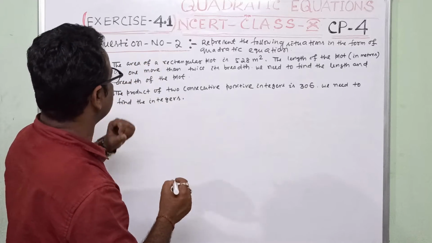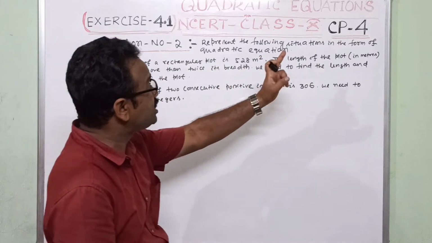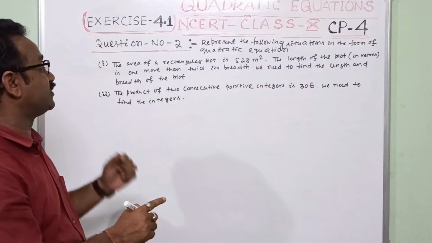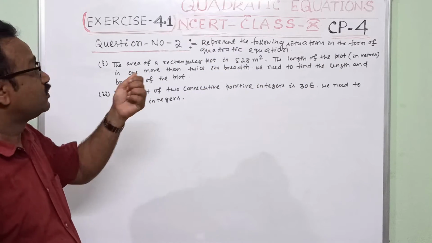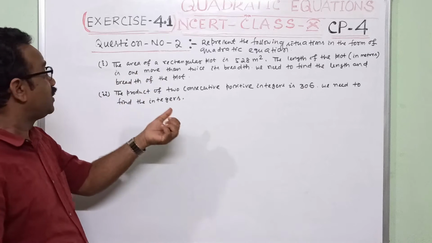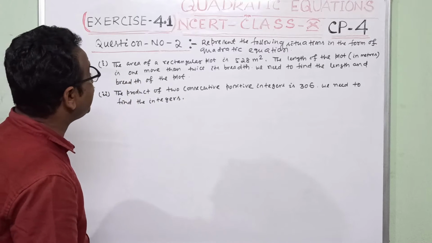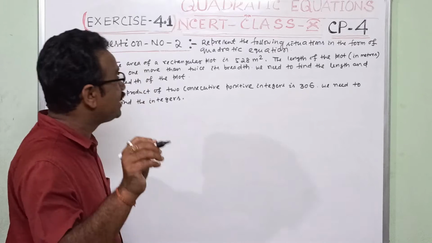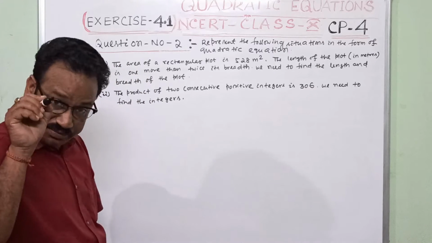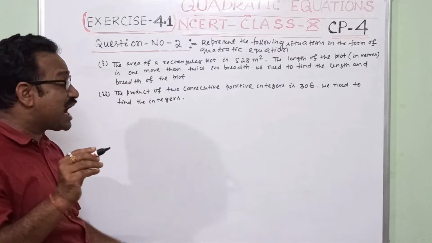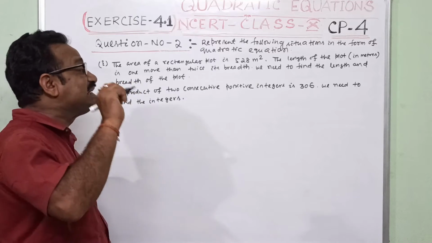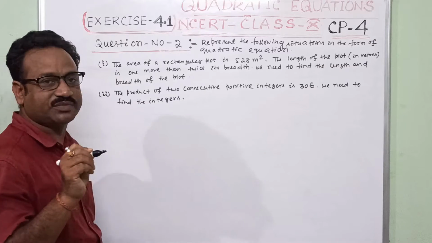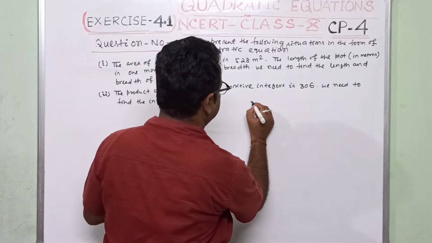Question number 2. Represent the following situations in the form of quadratic equation. First situation: the area of a rectangular plot is 528 meters square. The length of the plot in meters is 1 more than twice its breadth. We need to find the length and breadth of the plot. So let us see part one again.